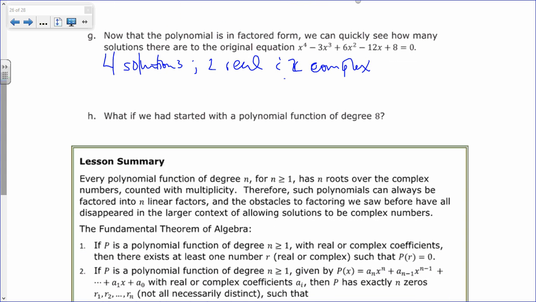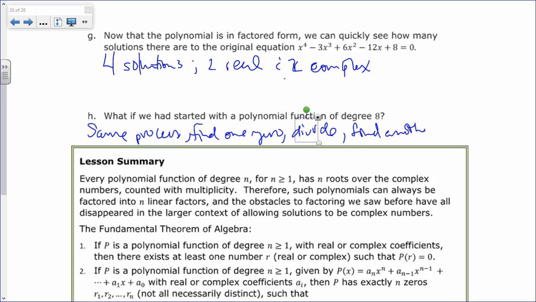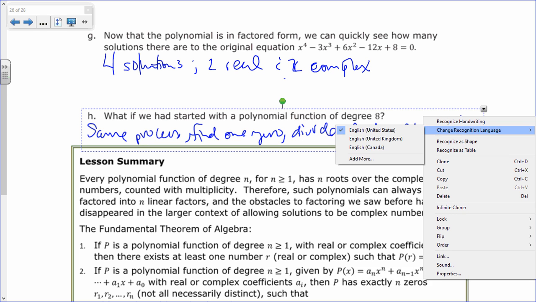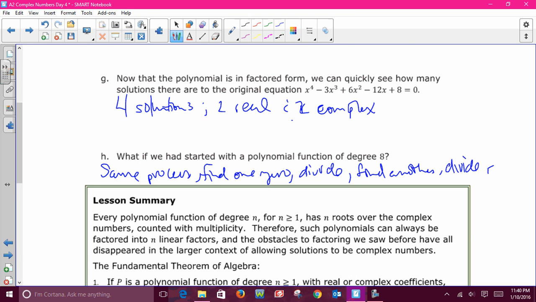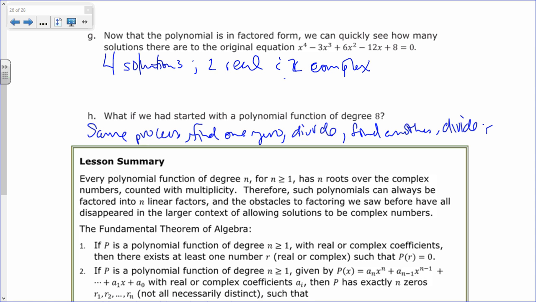And what if we had started with a polynomial function of degree 8? Well, same process. Find a zero, divide, find another, divide, and so on.